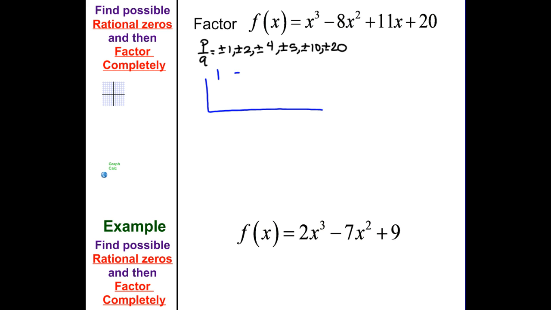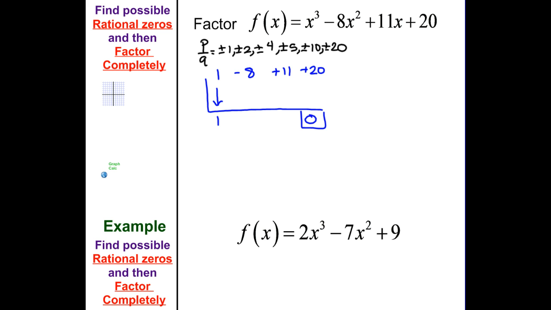The second degree is -8. Our first degree is +11 for the coefficient. And our 0th degree is +20. All right, now what we have to do is, and remember we always bring that down, we need to find where we get a 0 in that last box there. So in that last box, we need a 0.